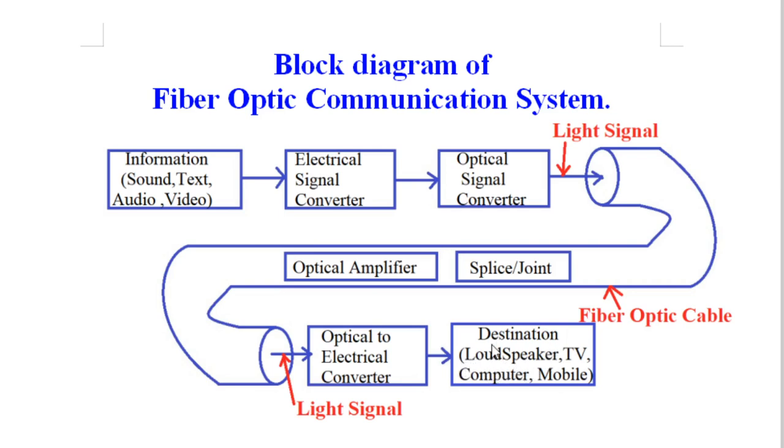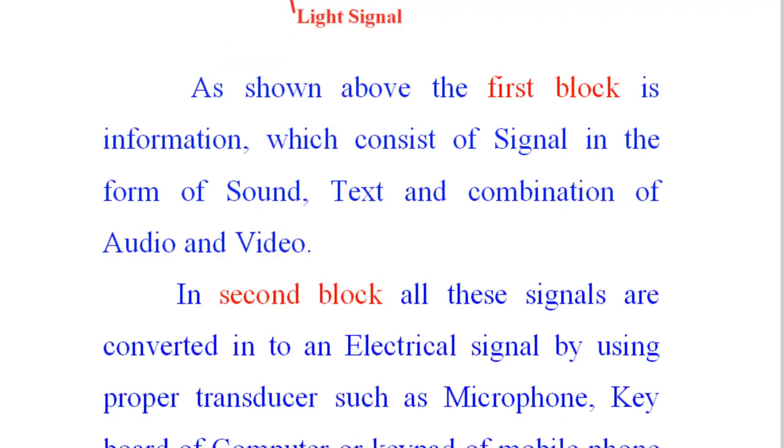So at the destination, again there is a transducer. This transducer converts the electrical signal into the original information. As you recorded the scene with a camera, that audio and video signal will be reproduced here at the destination with the help of a television, or a computer, or a mobile phone, because nowadays mobile phones are also used for communication. This is the general block diagram of our fiber optic communication system. Now we are going to study each and every block in detail in the next slides.